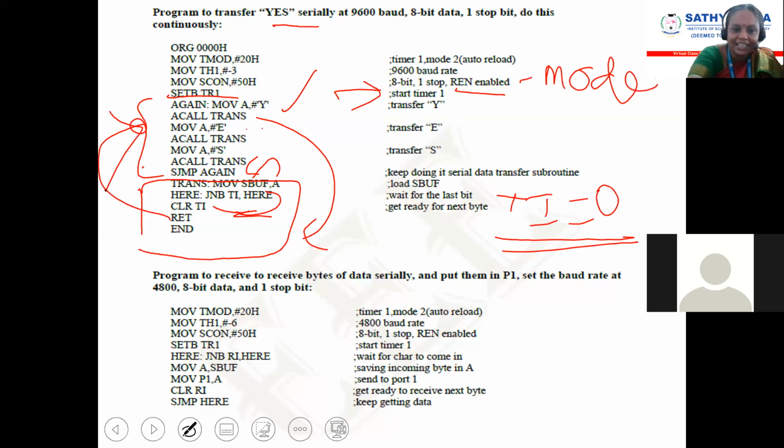Then the next letter, what will it send? E. Then once again it will come to the delay program. In the delay program, the accumulator will send the data to the serial buffer. Whether it is transmitted or not, we check through the TI flag. Once it is transmitted, we exit the loop and clear the flag. Then it will return back to the main program. This process will keep executing. Are you clear? Can you understand? Then the jump again means once again I have to start my program. So when I execute this program, YES will be transmitted continuously, from where we are transmitting now.